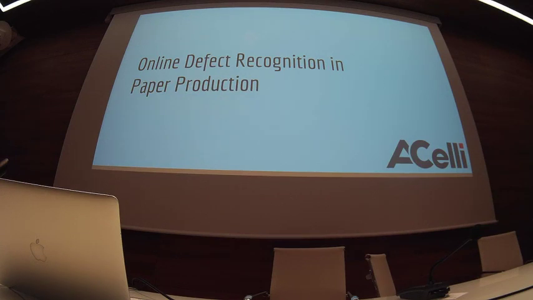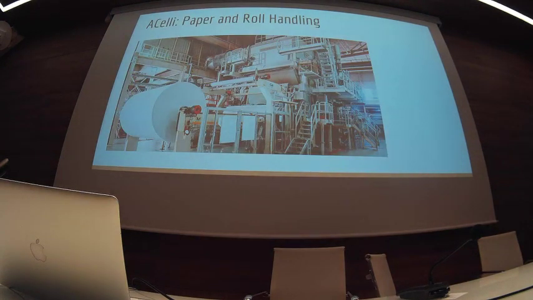The second topic I want to show you is another task in the Industry 4.0 domain: online defect recognition. This is something we are currently doing in collaboration with Acelli. Acelli is a big player in the paper market. Basically, they design and develop big lines that, given raw paper in input, produce what is called a jumbo roll. This big roll of paper is then used to produce what we use daily in our homes.